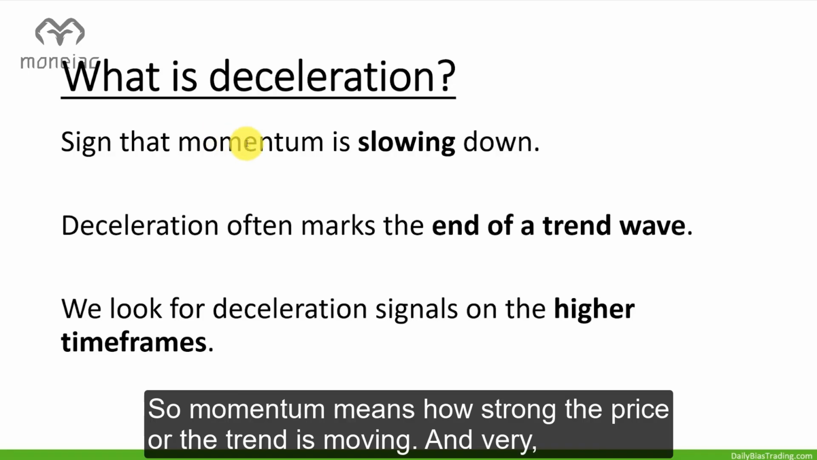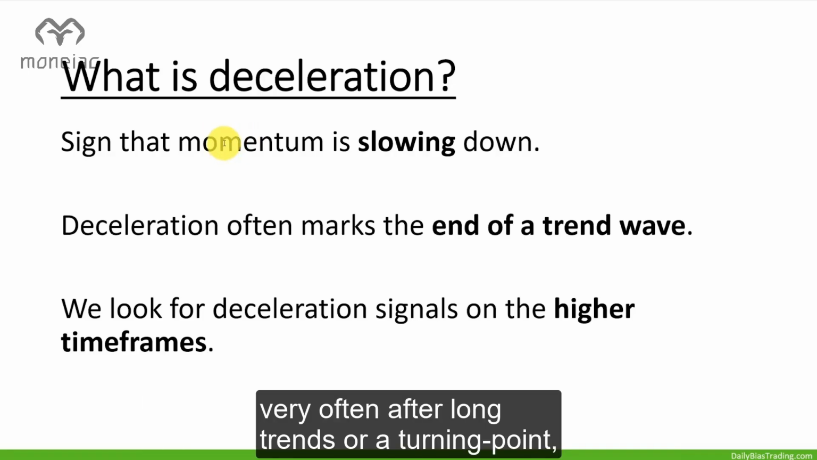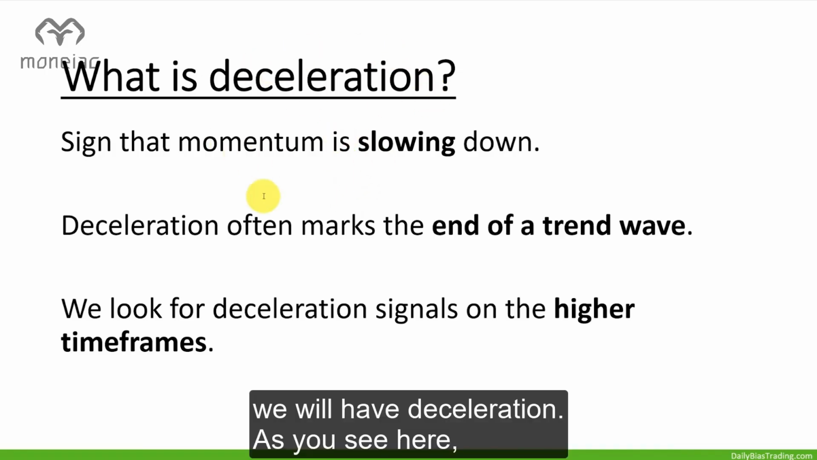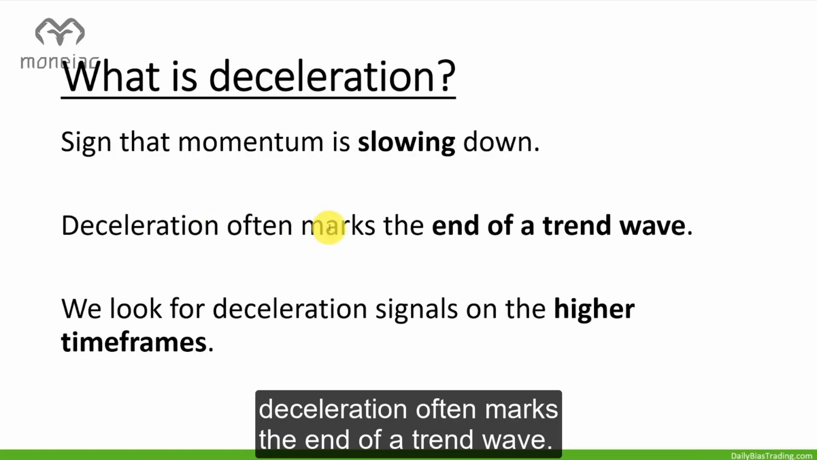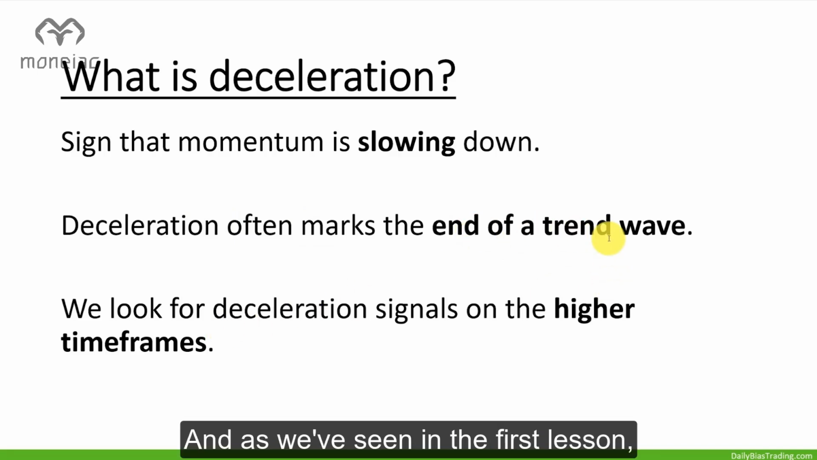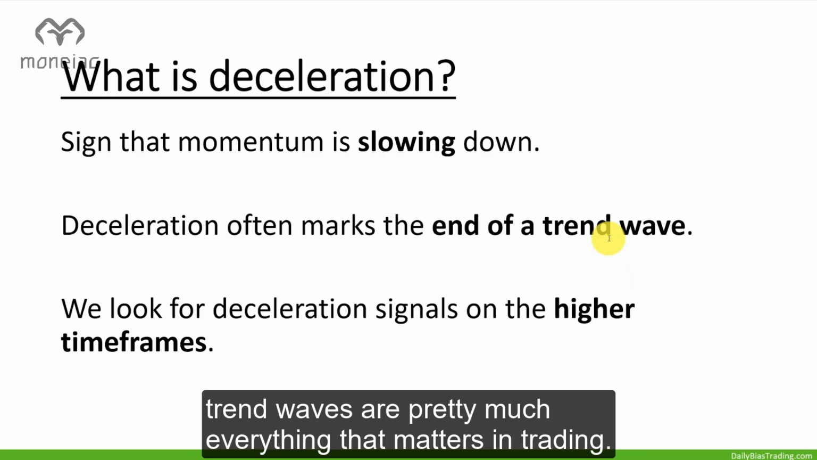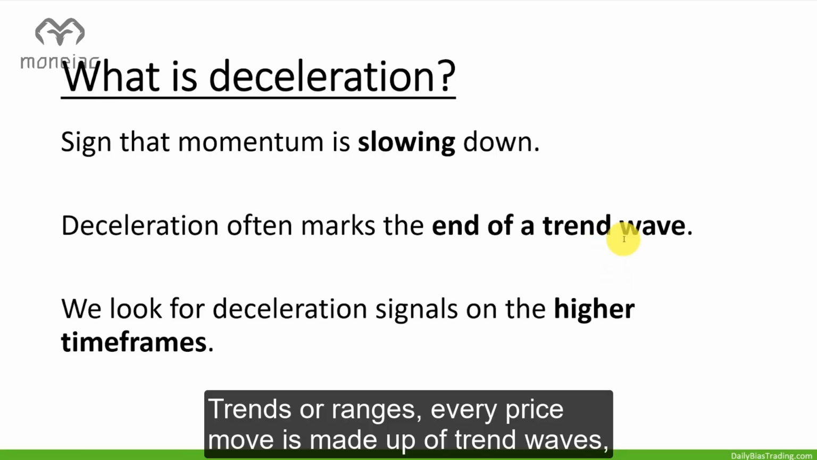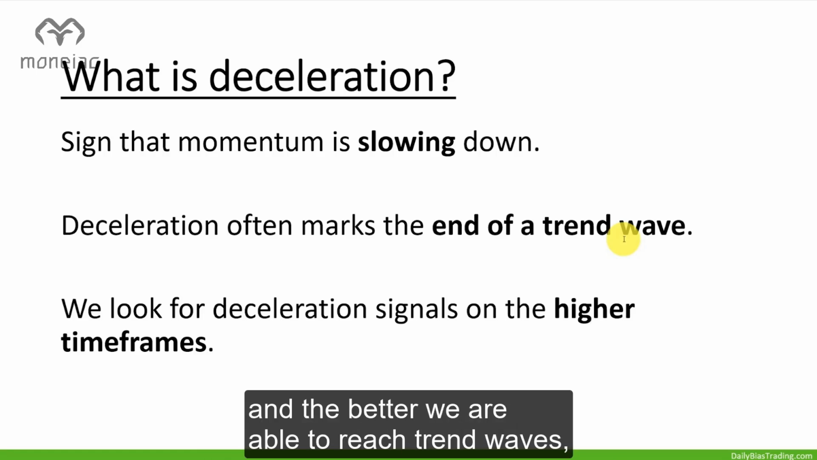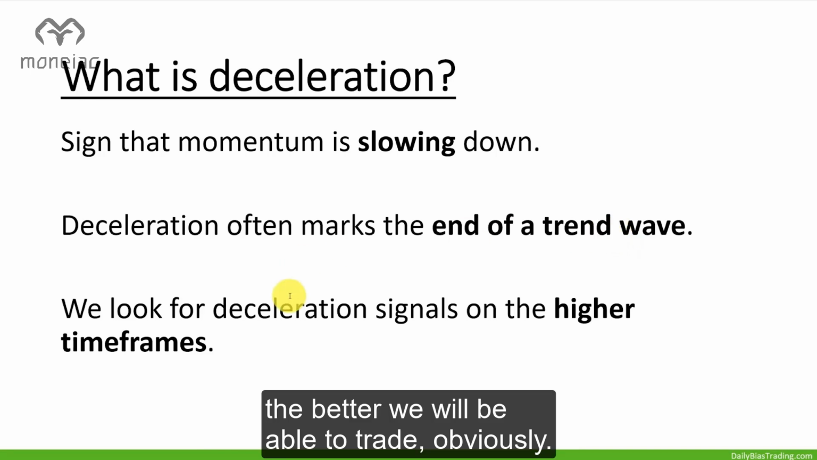So momentum means how strong the price or the trend is moving. And very often after long trends or at turning points, we will have deceleration. As you see here, deceleration often marks the end of a trend wave. And as we've seen in the first lesson, trend waves are pretty much everything that matters in trading. Trends or ranges, every price move is made up of trend waves. And the better we are able to read trend waves, the better we will be able to trade, obviously.